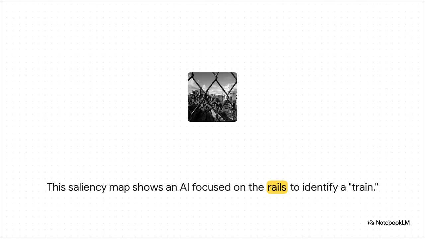And you know what? When they work, they look fantastic. I mean, look at this example. The model correctly identified a train. And the saliency map, it highlights the train tracks as the key feature. That makes total sense to us. It feels intuitive, and it makes you think, okay, this AI is reasoning in a way I can understand.